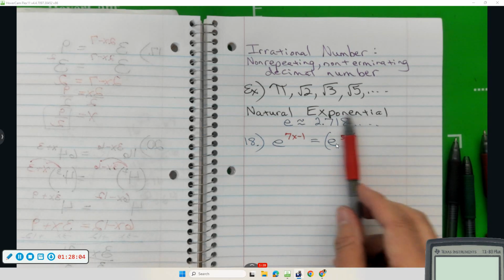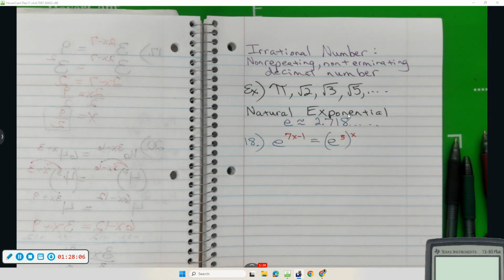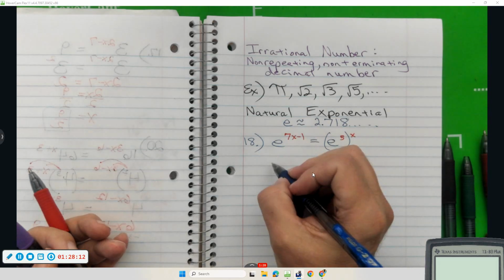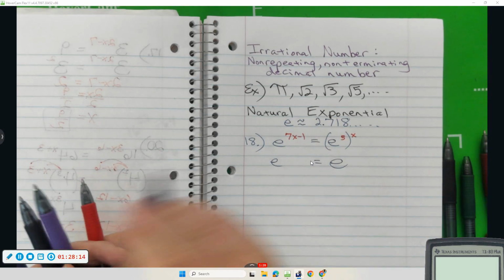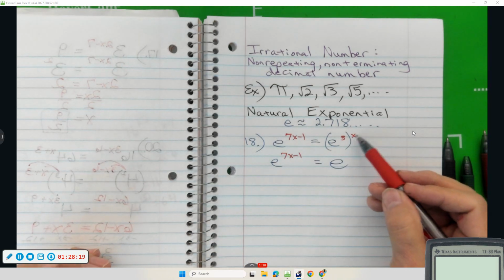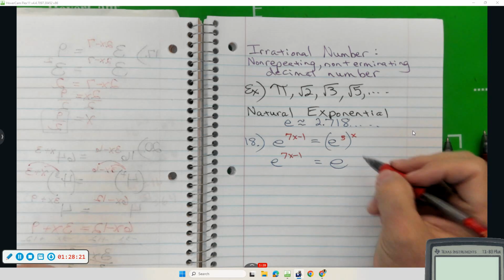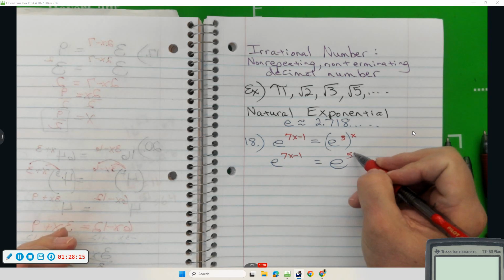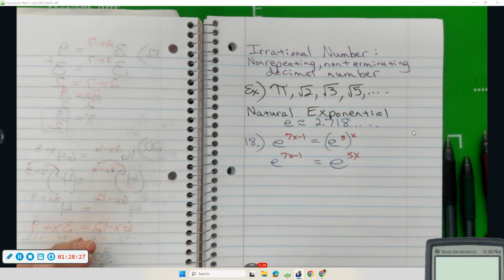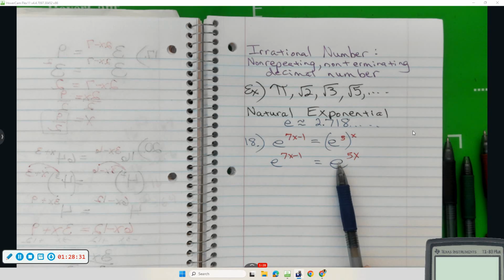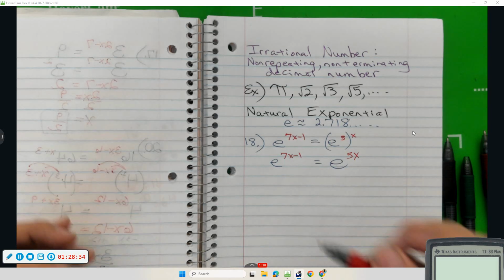I have to do something here before I can drop the e. What is it? The power raised to a power. So that is e equals e to the 7x minus 1. Power raised to power, we multiply to give us a base e with exponent of 5x. I agree. And then we can drop the bases, set the powers equal.